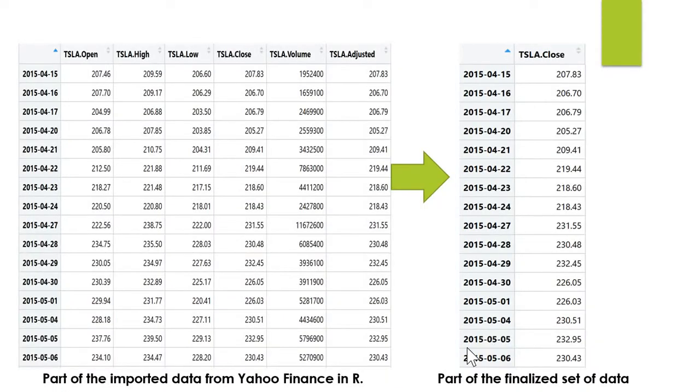Well, here is the part of the inputted data from the Yahoo Finance in R using the GetSymbols function. And for this analysis, I only needed the closing price of the Tesla stock because that's the final price at which a security is traded in the stock market. And I implemented the codes to only extract the date and the closing price variables of the Tesla stock. And here is the finalized set of the data.